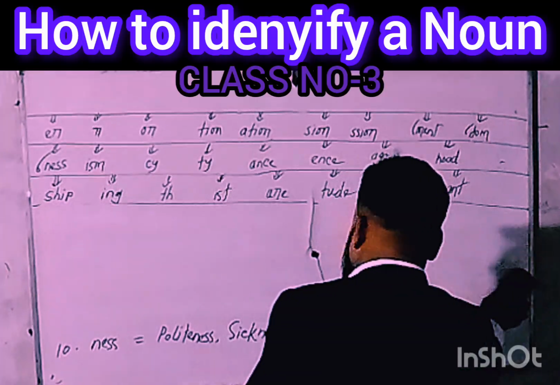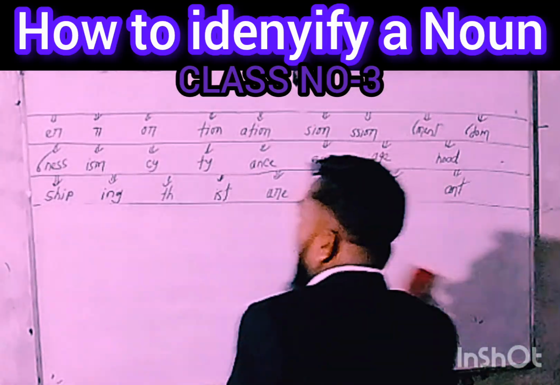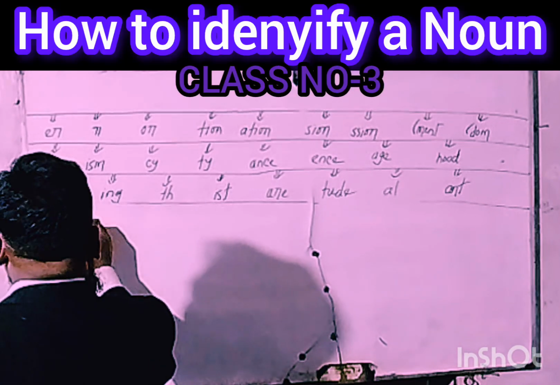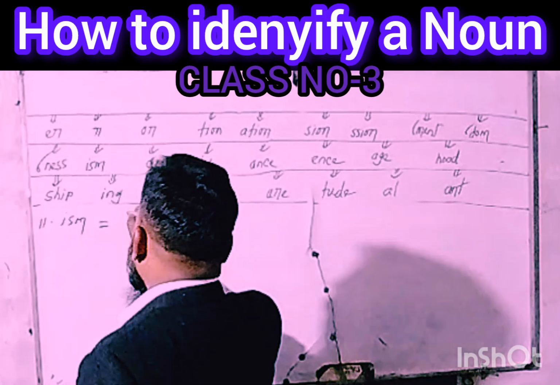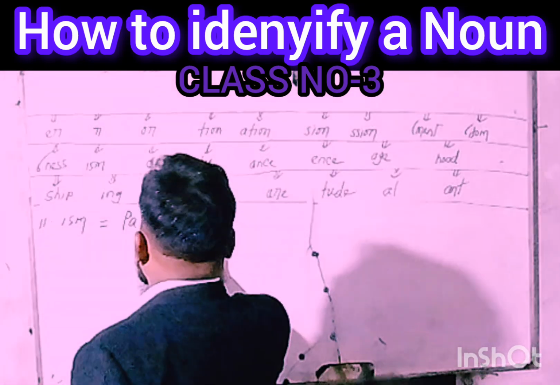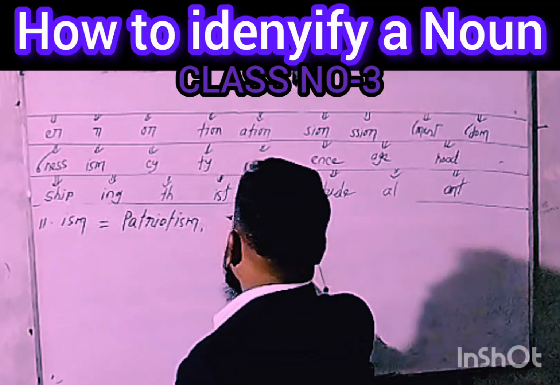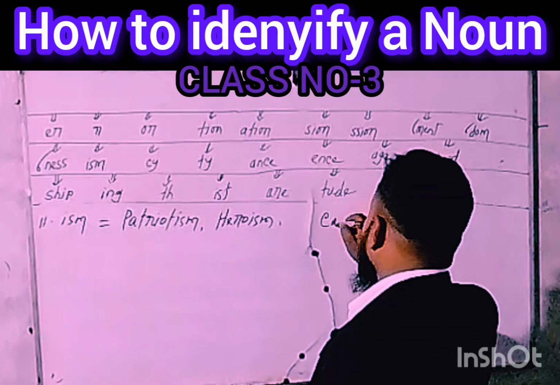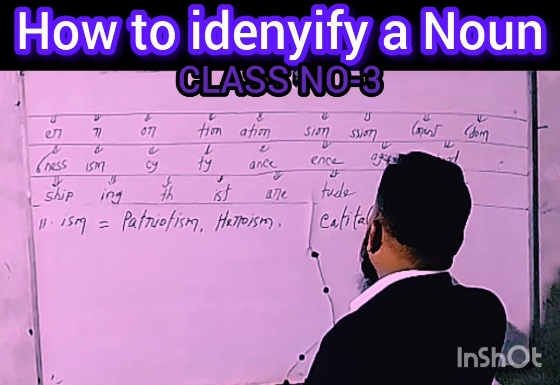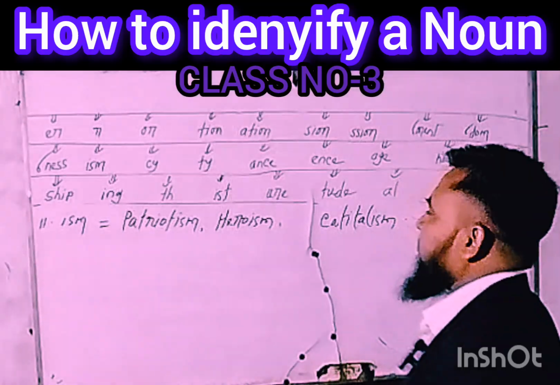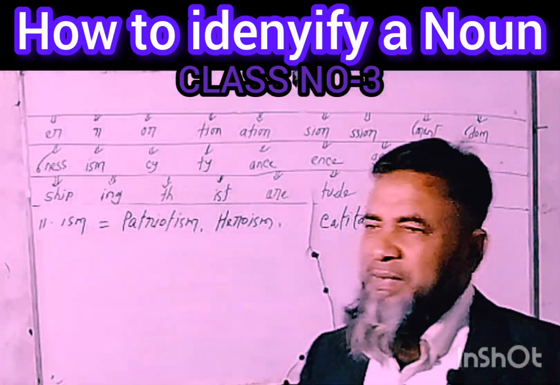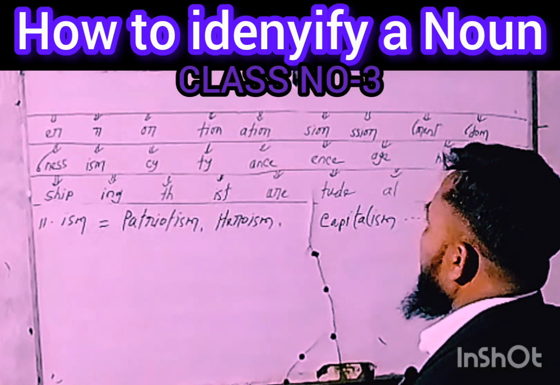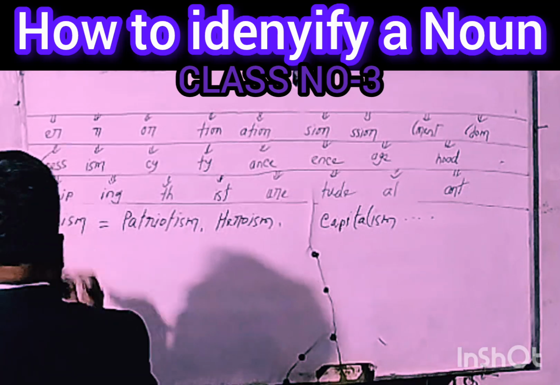Next, my dear learners, number 11, ism. For example, patriotism, heroism, capitalism, etc.